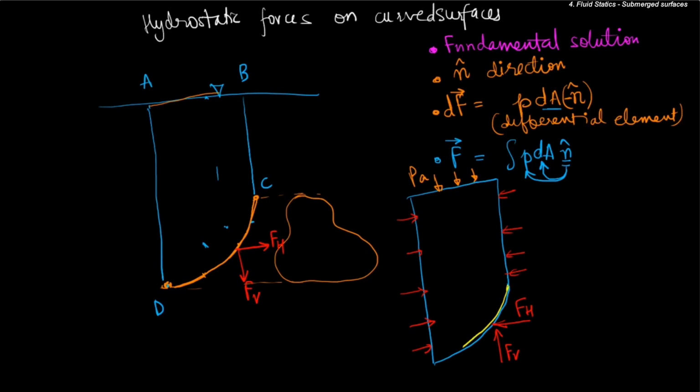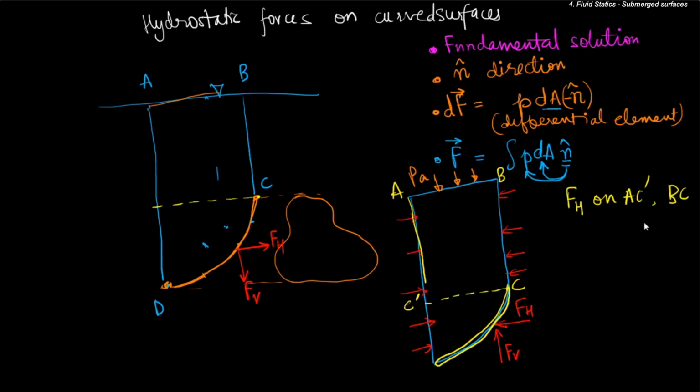This is the outline of the object. There is no object anymore, it is just a fluid mass. But I can split it at this particular point. That is, I can draw a horizontal at this point. Let this be C prime. So the force due to pressure acting on AC prime and the force due to pressure acting on BC will nullify. So the horizontal force on AC prime and BC will nullify.